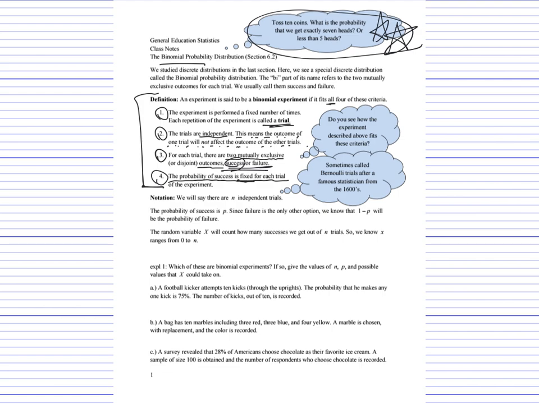Now, we have a little bit of notation. You're going to talk about n, lowercase n, independent trials. We're going to call the probability of success P. And since failure is the only other option, 1 minus P would be the probability of failure, wouldn't it?